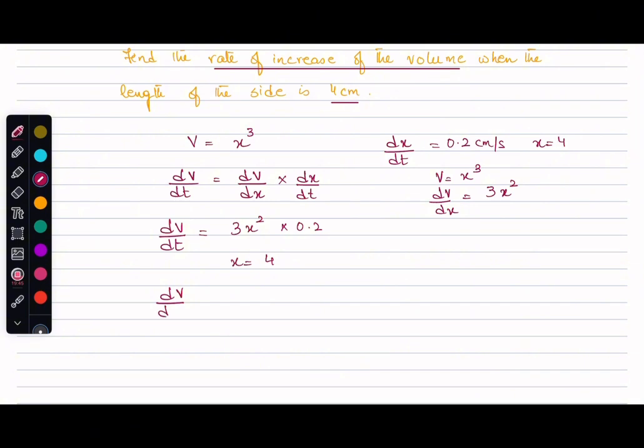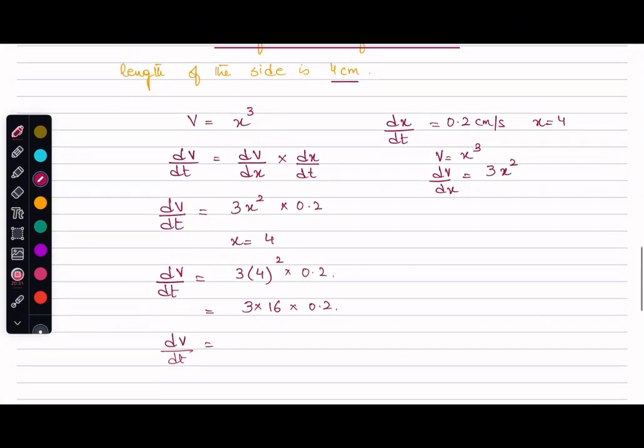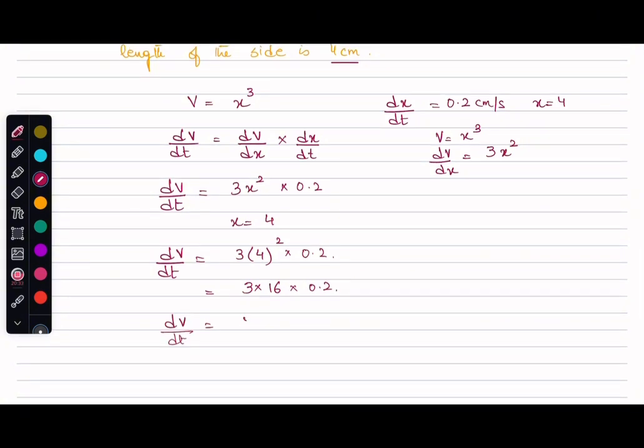Therefore, substituting x as 4, I should say it's 3 times 4 the whole squared times 0.2, or further I can say it's 3 times 16 times 0.2. And so this rate of change of the volume comes out to be 9.6, and the unit for the volume is going to be meter cubed, and for time it should be per second over here. So this is then going to be the answer to this question.